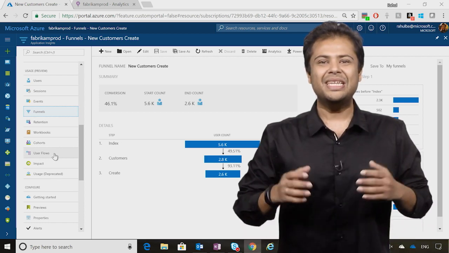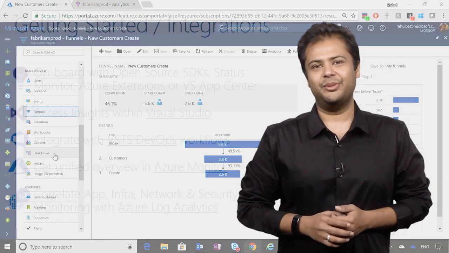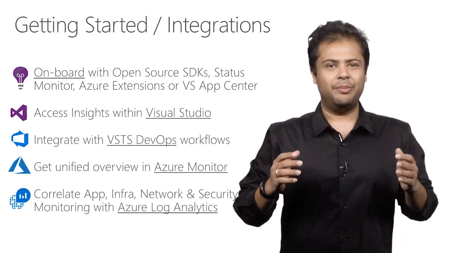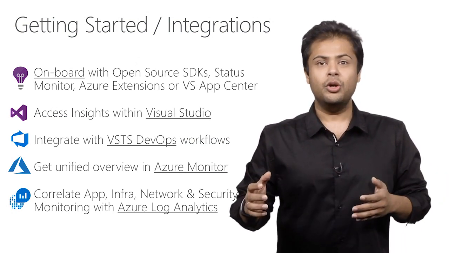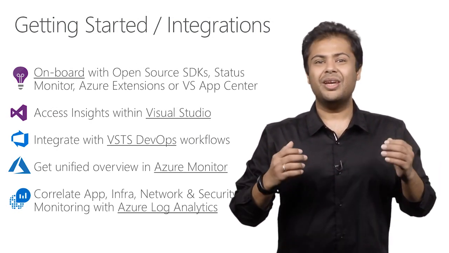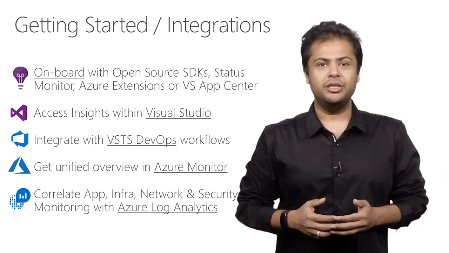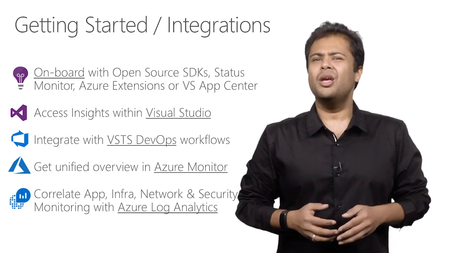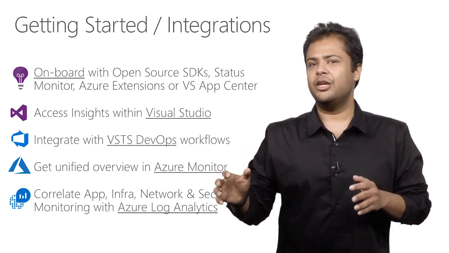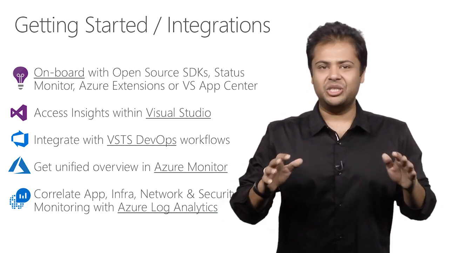We just saw how easy it is to proactively detect and diagnose issues with Application Insights. It is equally easy to get started. You can enable Application Insights via Visual Studio or from other tools using our open source SDKs. You can even enable instrumentation for your in-production apps with Status Monitor or Azure extensions. Most of the telemetry is collected automatically without you writing a single line of code. And then you can use our APIs to configure or send any custom instrumentation.